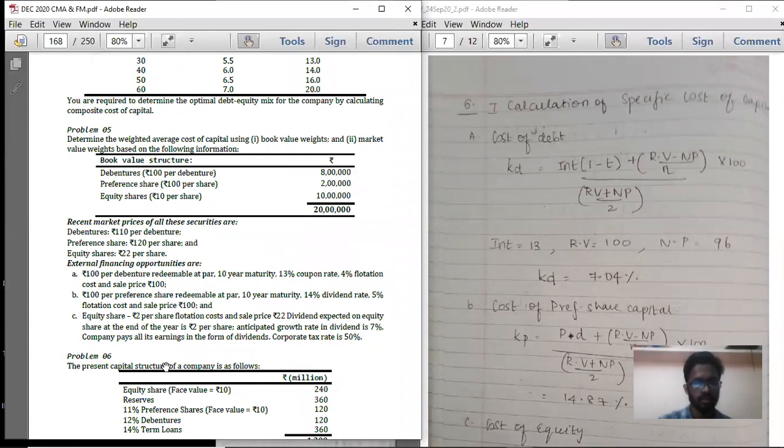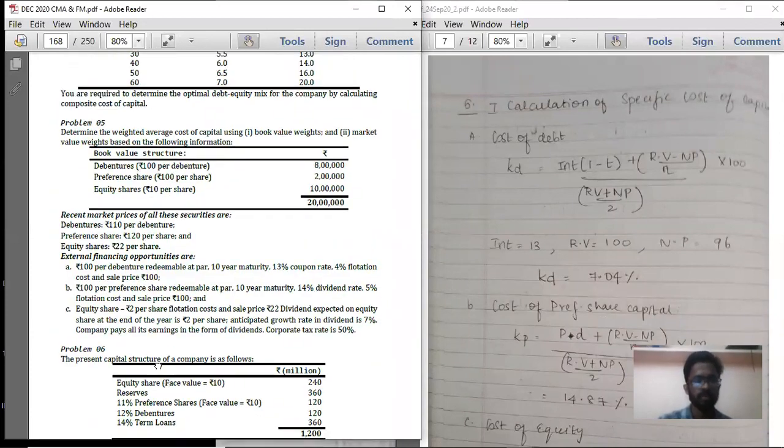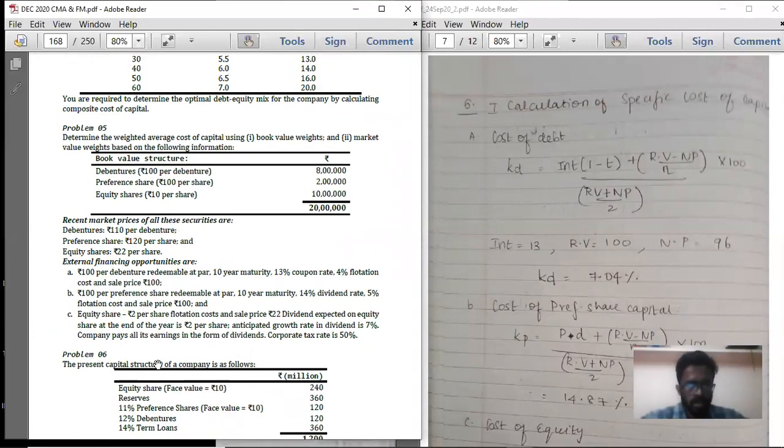Take page number 168, problem number 5. Determine the weighted average cost of capital using book value weights and market value weights. Again, same thing. They are asking us to calculate the weighted average cost of capital using book value weights and market value weights based on the following information.